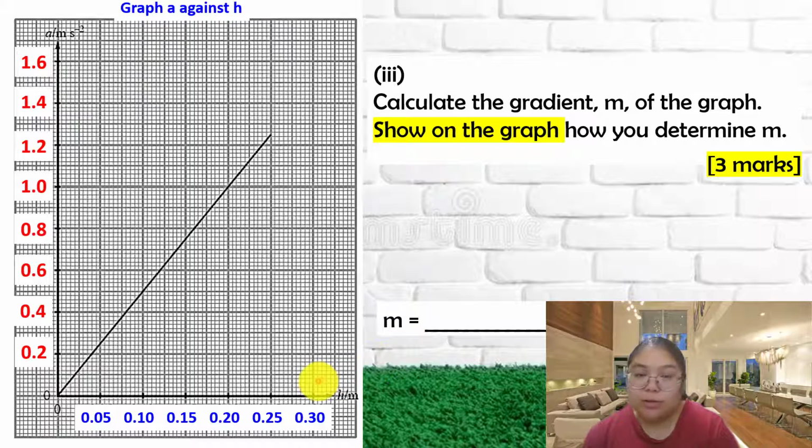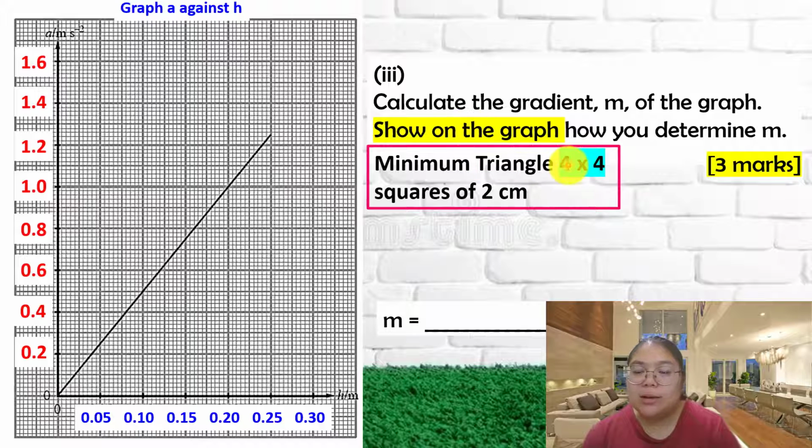Now we go and draw the triangle first. Minimum triangle 4 times 4 squares of the 2 cm, so 1 box is 2 cm. From here, minimum 4 boxes. You also need to find points that we can read exactly. For example, this part, this one we are not confirmed. What's the reading? What's the coordinate? So we find it here. The coordinate is exactly on the graph and also a round number. So we write the coordinate.